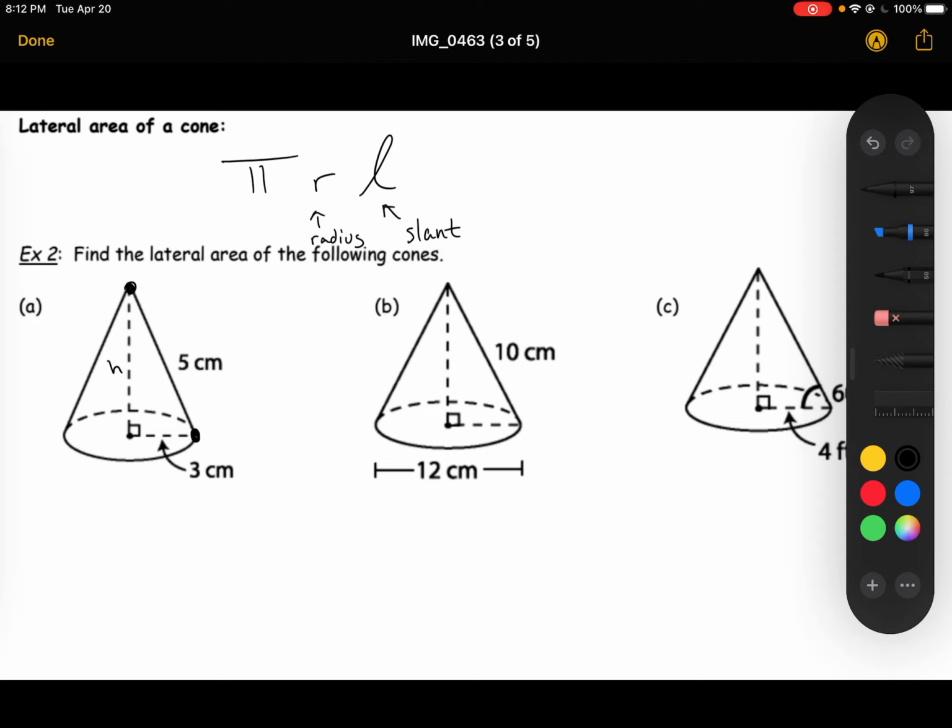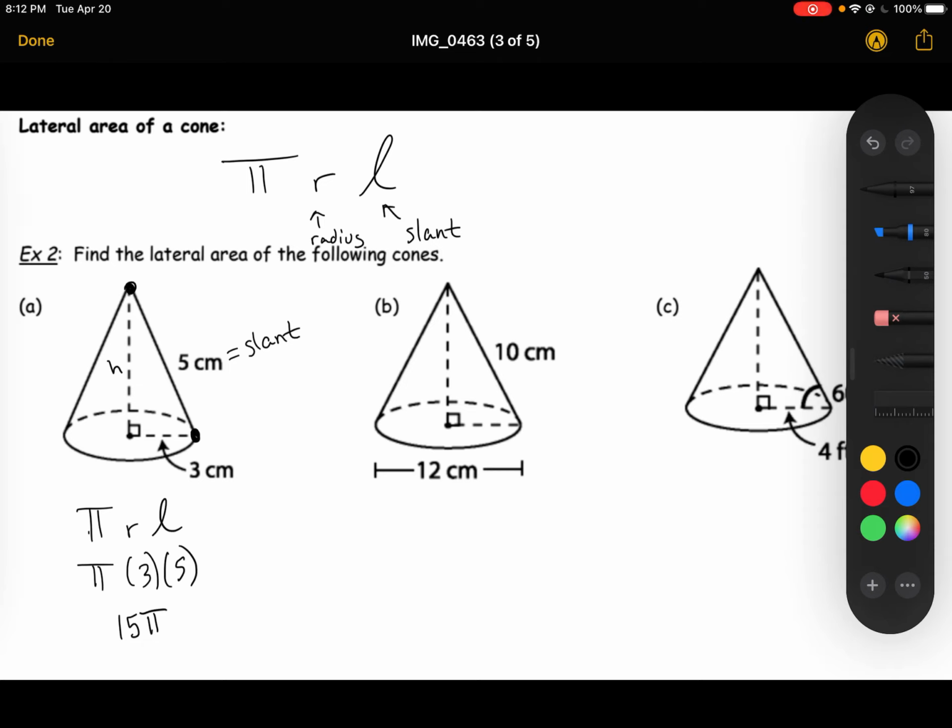So again, not the height. The height is here going straight up and straight down. The slant is me leaning against the wall. It's not how tall I am, it's my length as I'm leaning. All right, so let's get started here. The first one does give us that slant, so we are in luck.